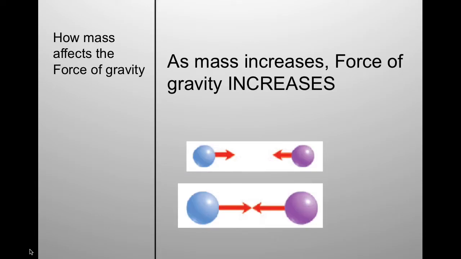Mass affects gravity in that as mass increases, the force of gravity also increases. So for example, down here, if the distance between the centers of two objects are the same, if you were to increase the mass, the force of gravity, the force of attraction between the two objects would increase.